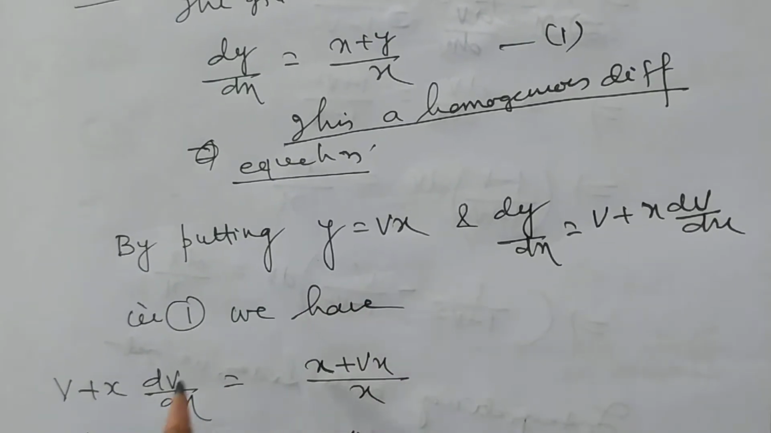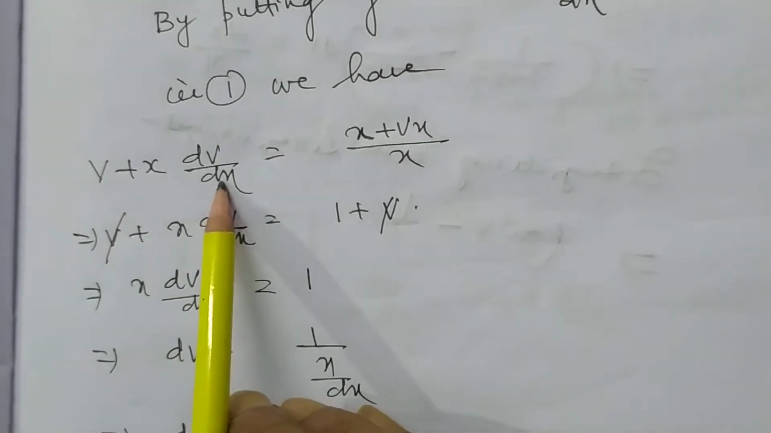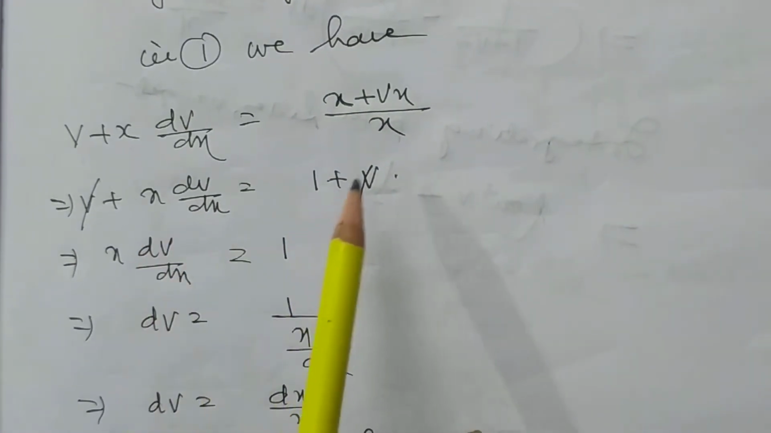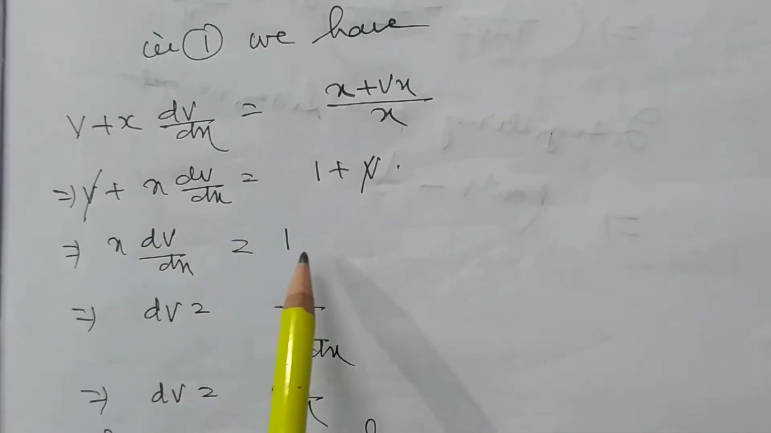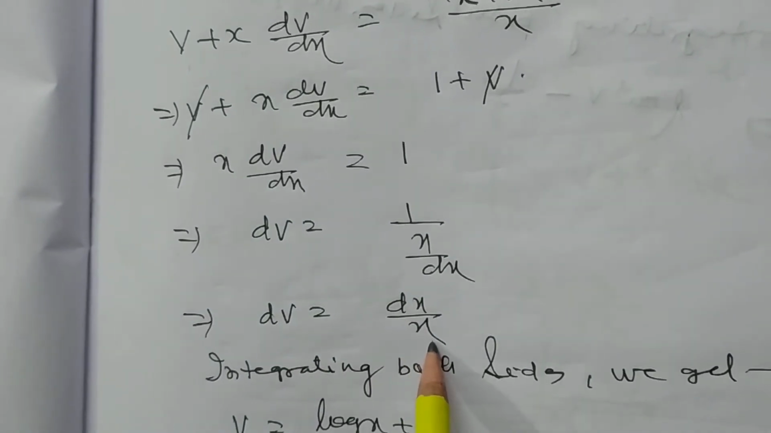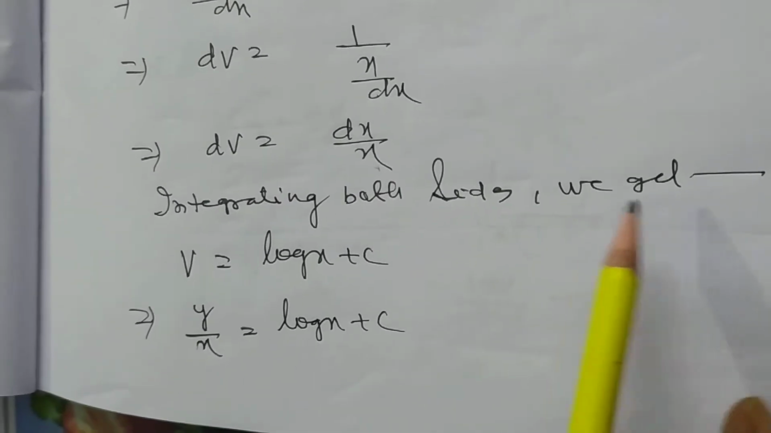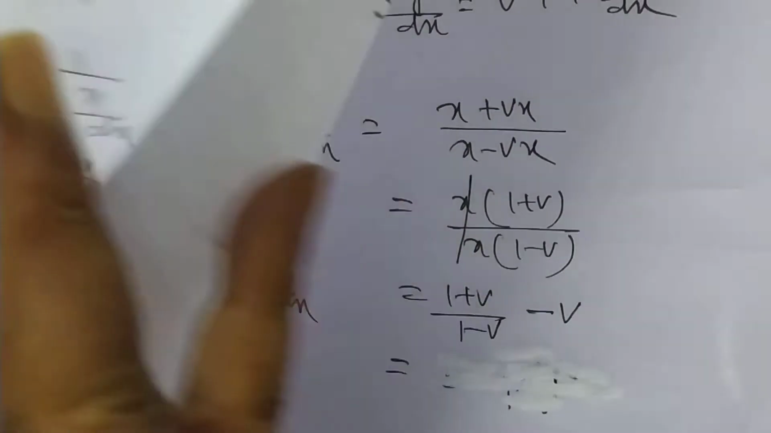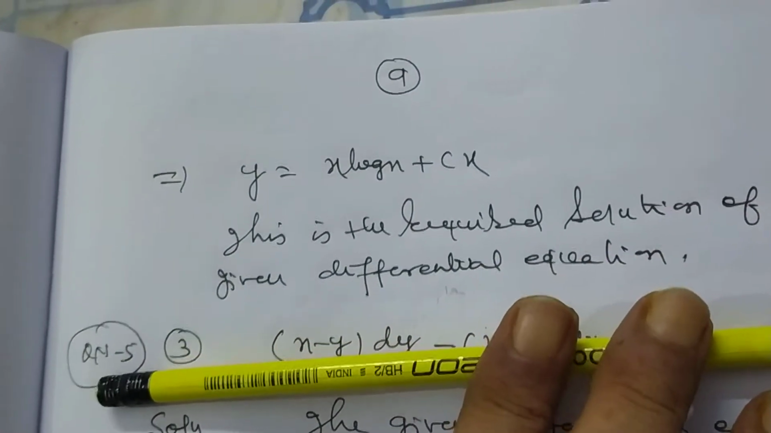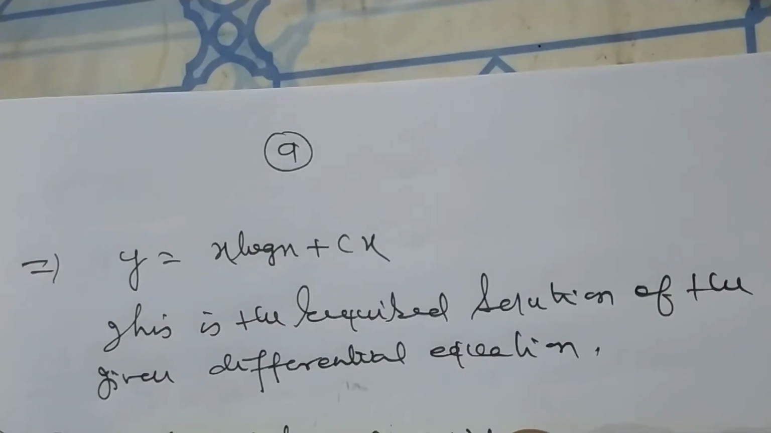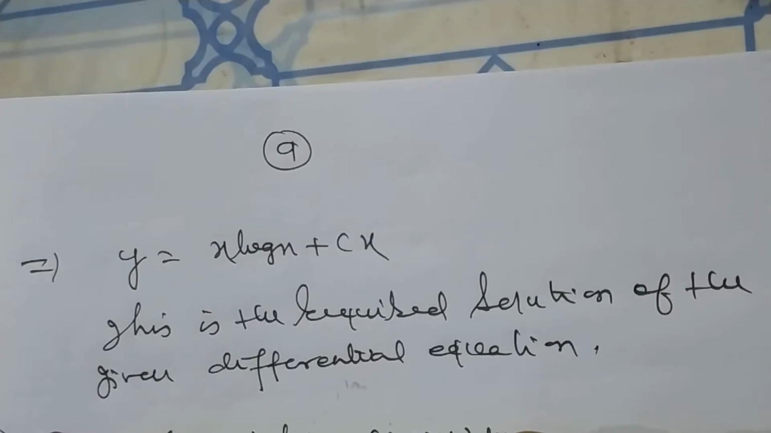If we put y is equal to vx, it will be v plus x dv by dx is equal to (x plus vx) by x. So, after cancelling the terms, we have x dv by dx is equal to 1. dv is equal to 1 by x dx. So, dv is equal to dx by x. So, integrating both sides, we get v is equal to log x plus c. And y by x is equal to log x plus c. And after simplification, we have y is equal to x log x plus cx. So, this is the required solution of the given differential equation.